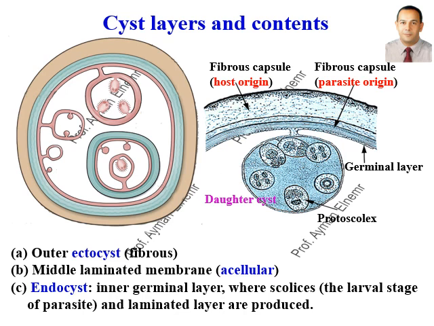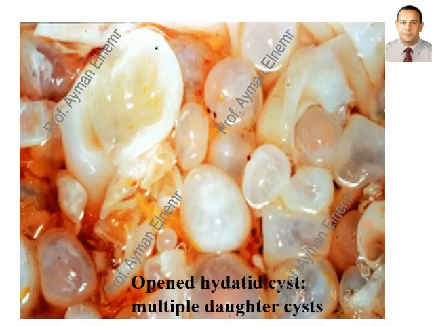The outer layer, or the ectocyst, is a fibrous layer belonging to the host. It is a body reaction to the cyst. The older the cyst, the thicker this layer. It may be very thick in the liver and thinner in other organs like the lung and brain. This photo shows the opened hydatid cyst with multiple daughter cysts.